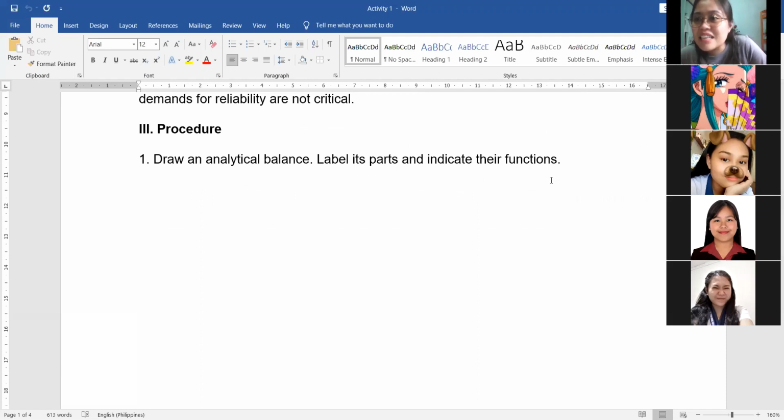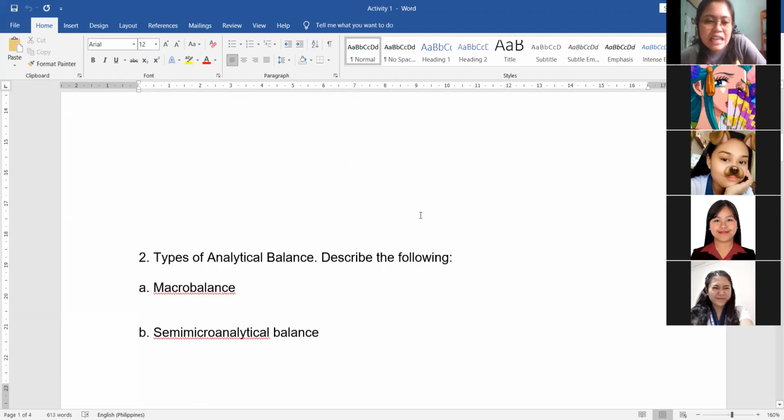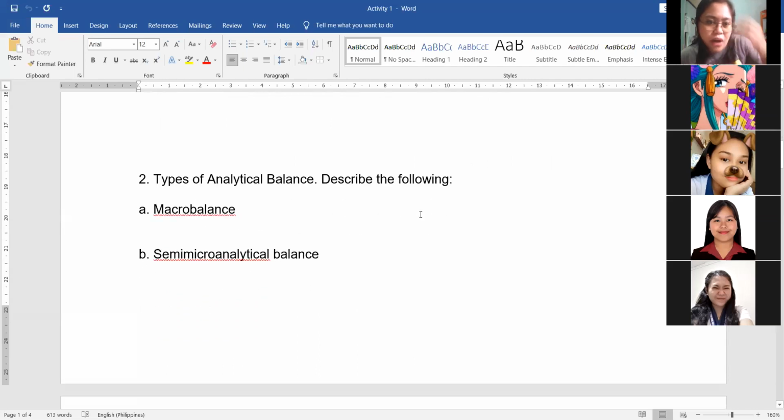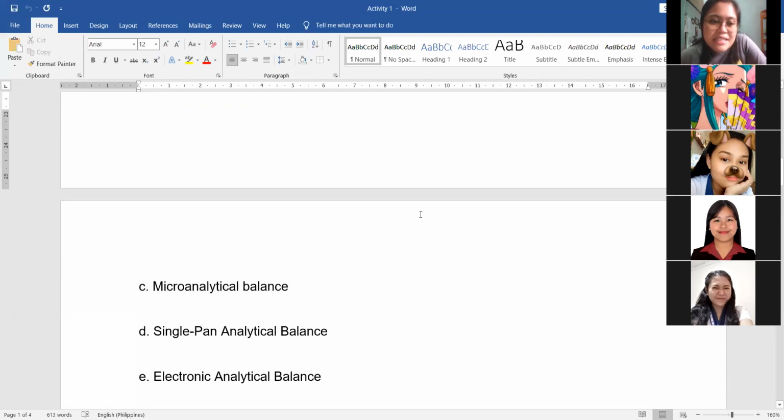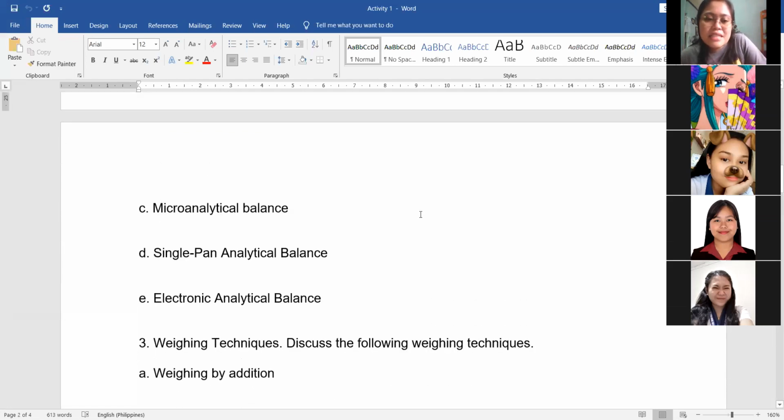Since we have different classes of analytical balance, again, I want you to draw the electronic analytical balance. Next, you have to describe in the activity the following: macro balance, semi-micro analytical balance, micro analytical balance, single pan analytical balance, and the last one, electronic analytical balance. So let's get acquainted with the different types of balances.